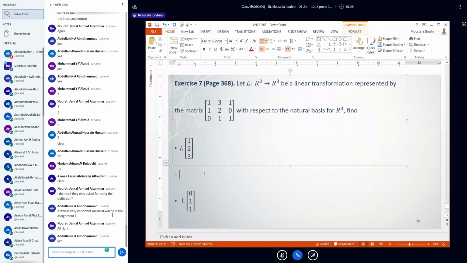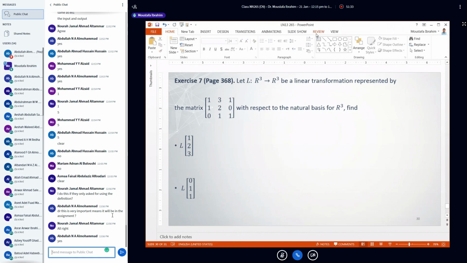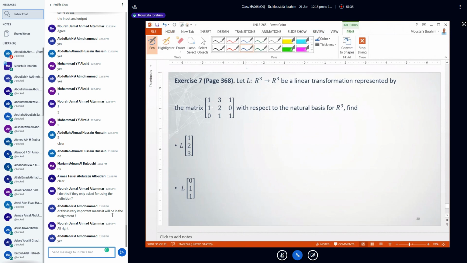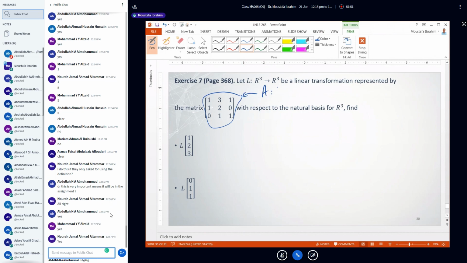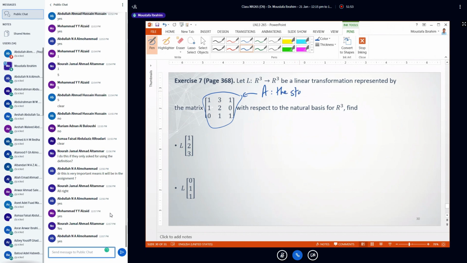Okay. So here we want to find, what do we have? Let's read. We have L from R3 to R3, so the standard matrix will be 3 by 3, which is correct. B, linear transformation represented by the matrix with respect to the natural basis. So this one, is it a standard matrix? Yes, A, the standard matrix.